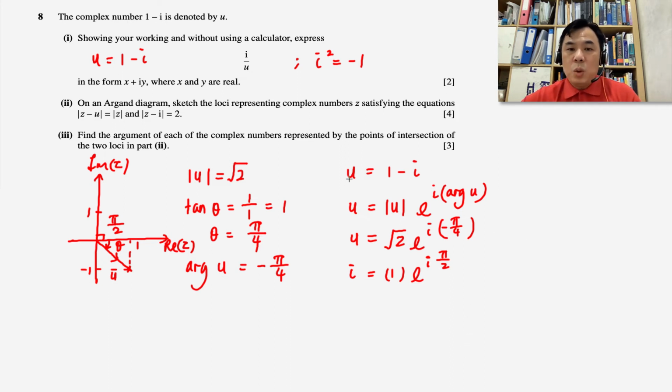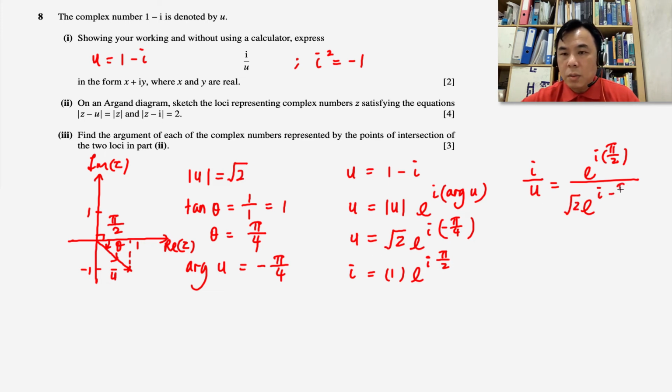Now, next, once we have done this, we are going to simplify this. i divided by u can be written as e to the i pi over 2 over root 2, because u is written as root 2 e to the i negative pi over 4.